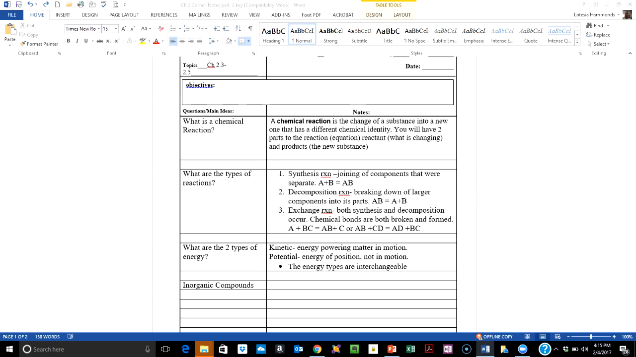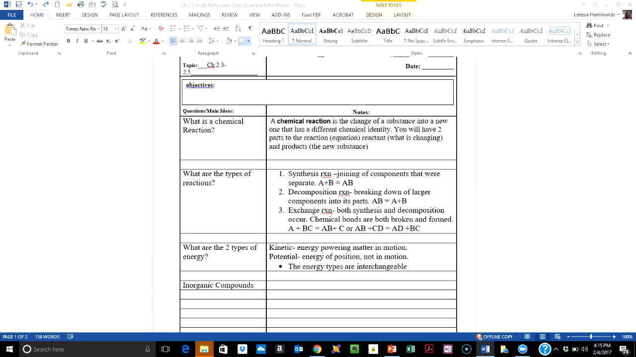If you look at what are the types of reactions, I have three listed: synthesis, decomposition, and exchange. RXN is my abbreviation for a reaction. I do apologize, I have to get out of the habit of using those things when I'm making notes for you all. So let's look at synthesis.